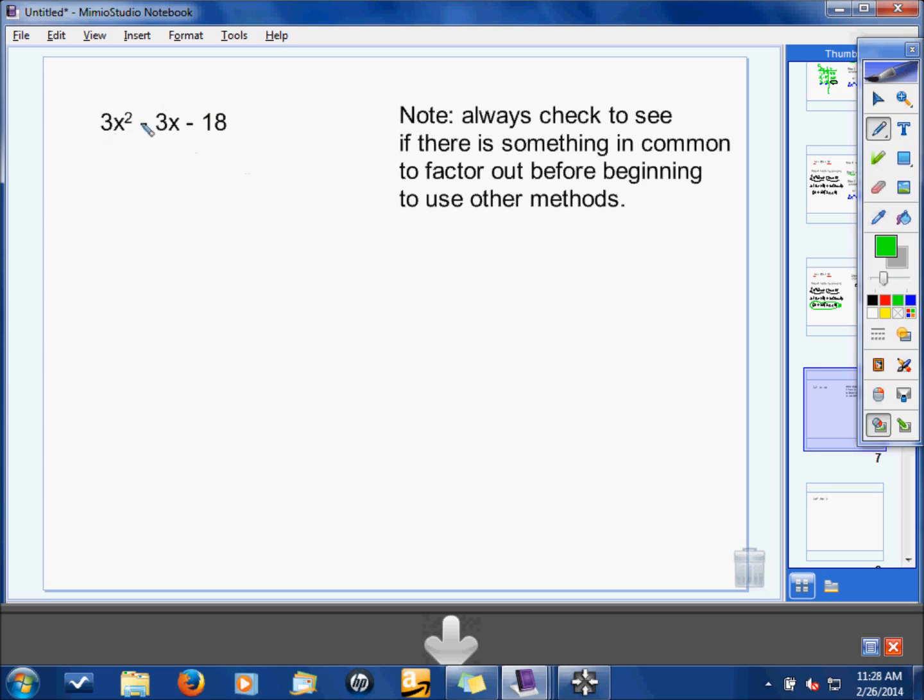Okay, so this one, 3x squared minus 3x minus 18. What is in common? What's the common factor across all three terms? 3. 3 goes into 3, 3 goes into 3, 3 goes into 18. So start by factoring out a 3. So that makes 3 times x squared minus x minus 6.